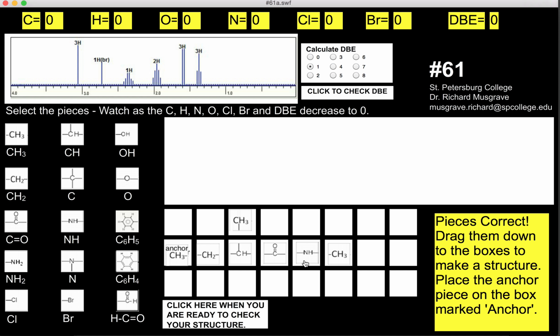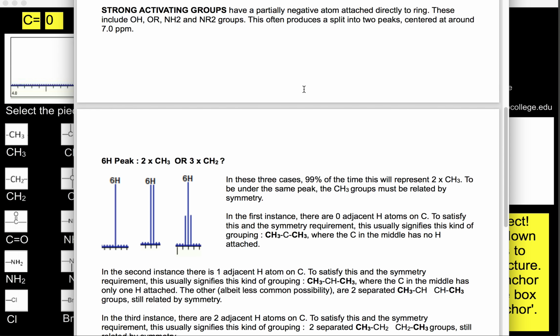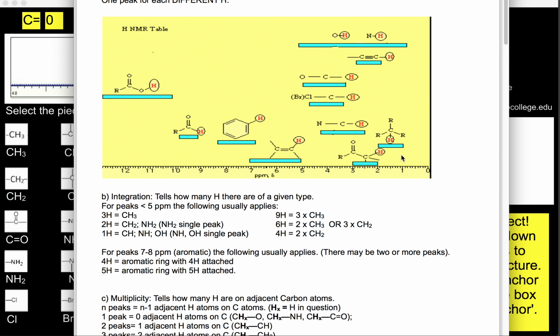Now the C double bond O and the NH could be in this order, or it could be in this order. We can figure this out by looking at the correlation chart, where we notice that things connected to C double bond O's are generally to higher field than CHs connected to nitrogens. So if I'm given a choice between 2 peaks, and one's a CH connected to an N, one's a CH connected to a C double bond O, generally the CH to the N is going to be the lower field than the CH connected to the C double bond O.